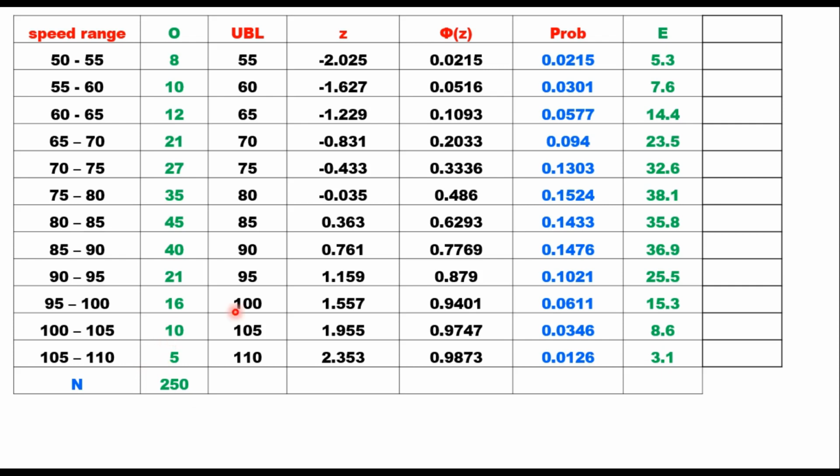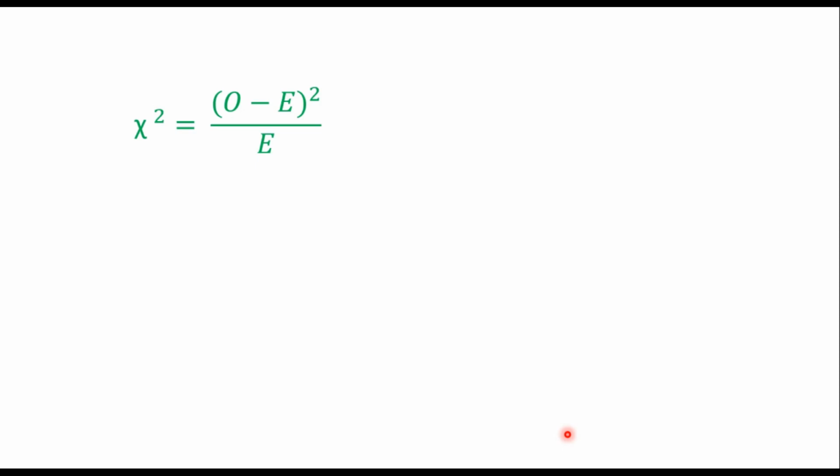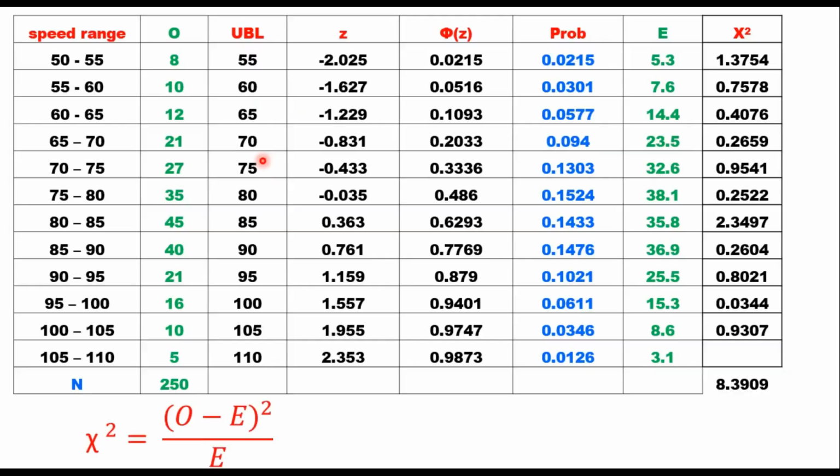How do we know whether these expected frequencies are similar to the observed frequencies, that is, whether your data fit a normal distribution or not? In that case, a parameter is used, the chi-square. Chi-square is given by this equation: O minus E whole square divided by E, that is, observed frequency minus expected frequency, squared, divided by expected frequency. Using this, you can calculate the chi-square for each row.